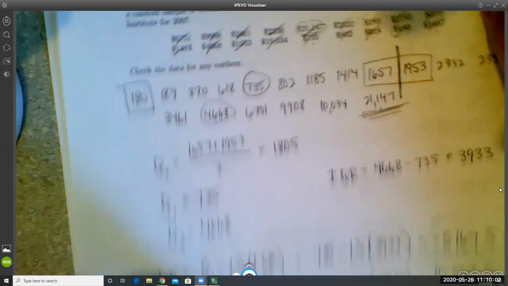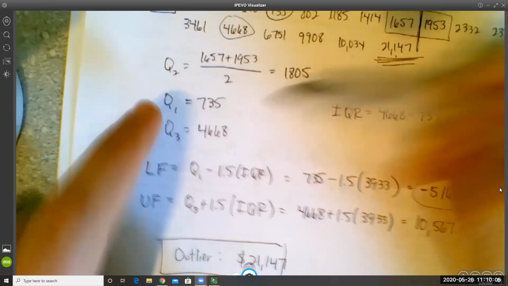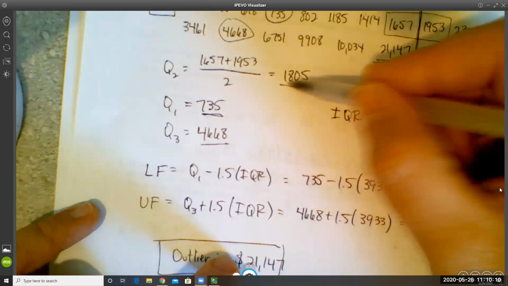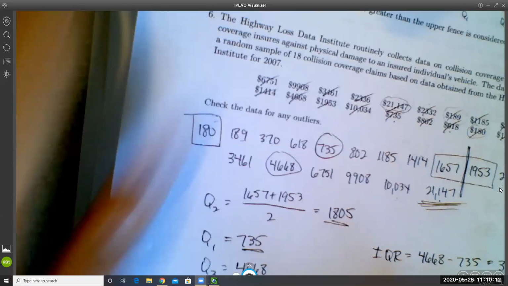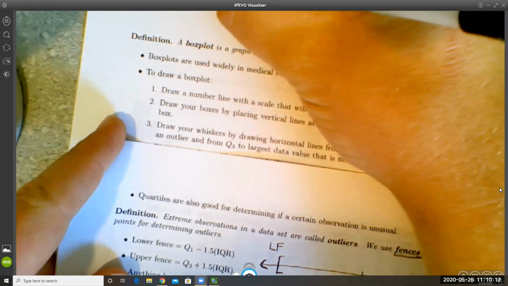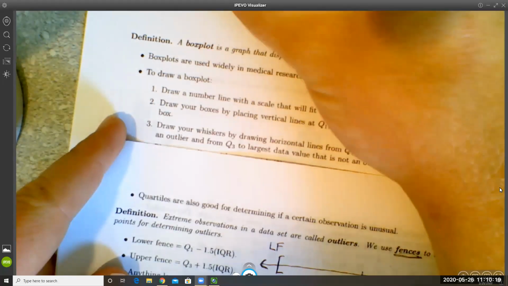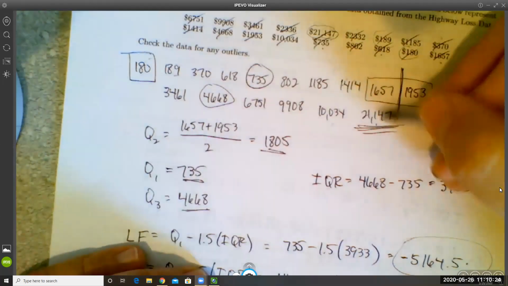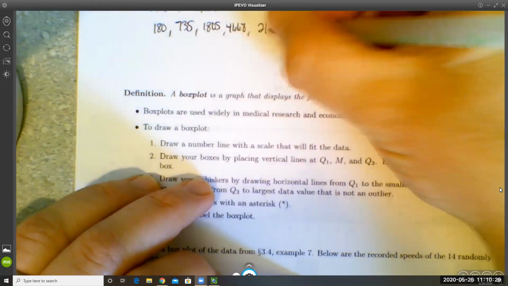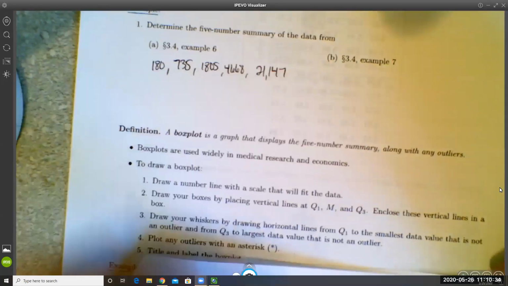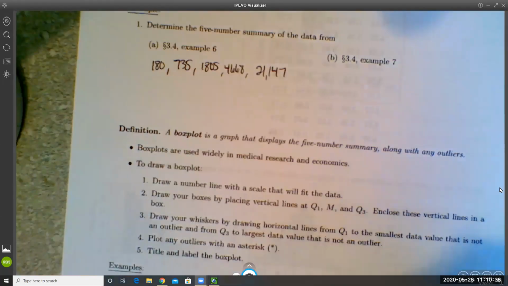And Q1, Q2, Q3, which we have right here, right? So 735, 1805, and then 4668. And then the maximum value, which is 21,147. Okay, so there's the 5-number summary from example 6, and from example 7.